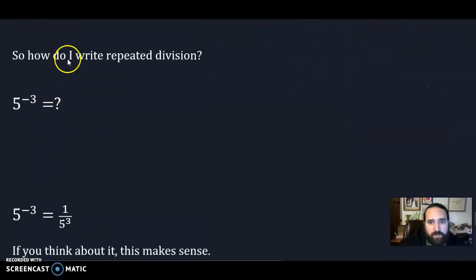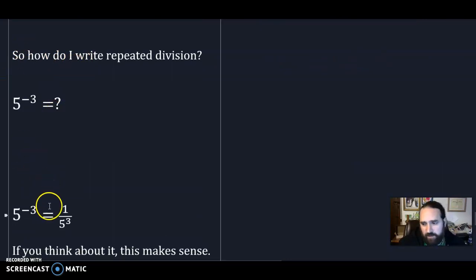So how do we write this repeated division? Well, okay, this was sized for a different computer screen. This is the downside of doing it in one take, guys. You can see it's already on screen. Rather than trying to write something funky, we just go, hey, fractions are division.